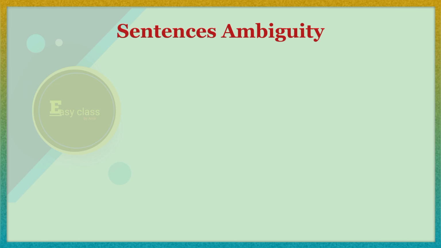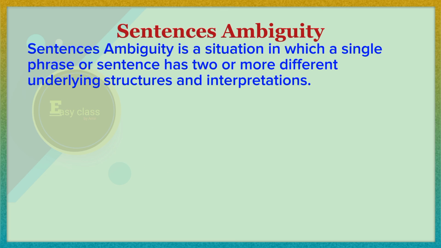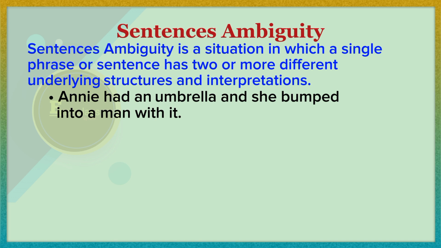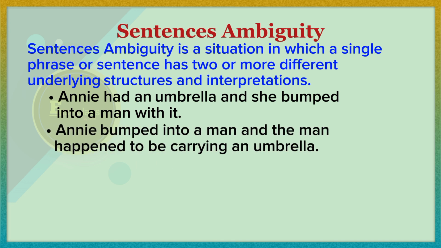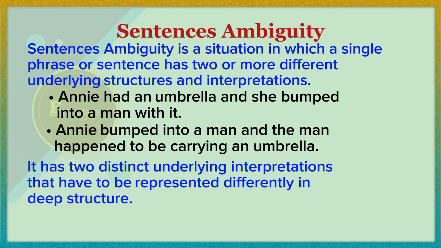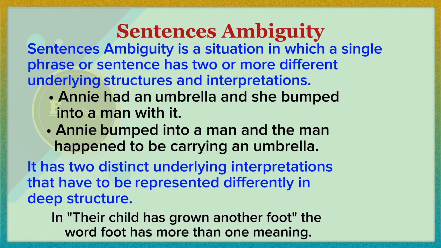Sentence ambiguity. Sentence ambiguity is a situation in which a single phrase or sentence has two or more different underlying structures and interpretations. Let's say we have two distinct deep structures. One says Annie had an umbrella and she bumped into a man with it. The other says Annie bumped into a man and the man happened to be carrying an umbrella. It has two distinct underlying interpretations that have to be represented differently in deep structure. Note that this is not the type of ambiguity that we experience in hearing "their child has grown another foot," which illustrates lexical ambiguity, mainly because the word foot has more than one meaning.